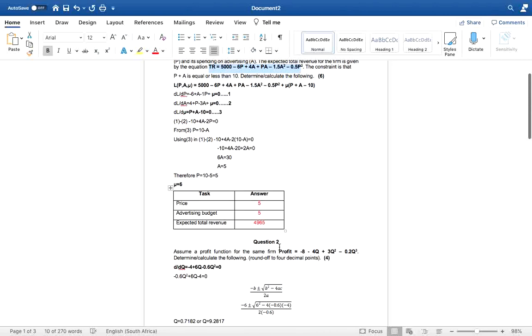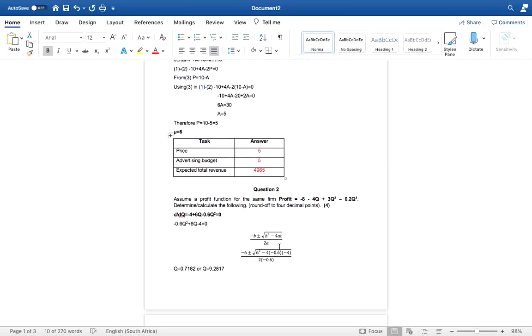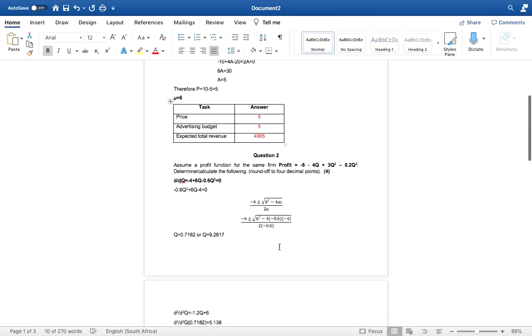Alright, moving on to the next question. Question 2. Assume a profit function for the same firm. Profit is equal to minus 8 minus 4q plus 3q squared minus 0.2q cubed. Determine or calculate the following. Round off to 4 decimal points.